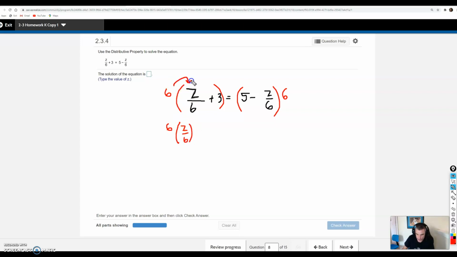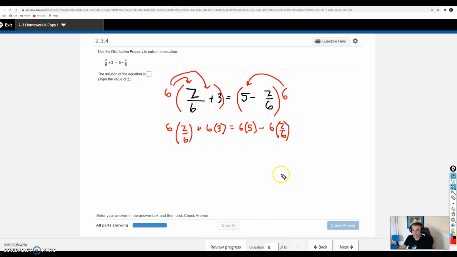All right, so that was my first distribution, plus 6 times 3. So do you see how the z over 6 got multiplied by 6 and the 3 got multiplied by 6? And then I'm going to do the same thing on the right-hand side. I'm going to multiply the 5 by 6. So I can write that as 5 times 6 or 6 times 5. It's the same thing. So I'll write it as 6 times 5 minus, and then z over 6 is getting multiplied by 6. So there's my 6, and there's my z over 6.